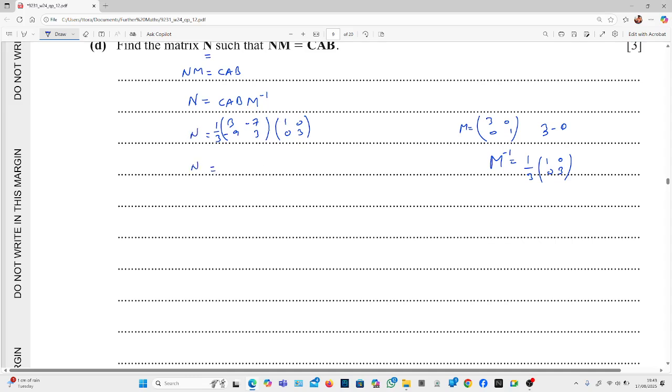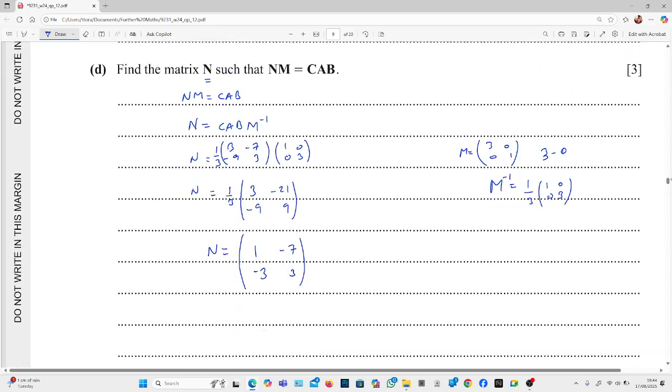3 times 1 is 3, minus 7 times 0 is minus 7, so that's going to be 3, and 3 times 0 is 0, minus 7 times 3 is minus 21, and also I have minus 9 times 1 is minus 9, 3 times 0 is 0, 0 plus minus 9 is minus 9, 3 times 3 is 9. So if we divide all of that by 3, this is what we get. We get 1 here, minus 7, and then minus 3, and then 3. Okay, so this is the third part to this question. 3 marks there. Well, take care.